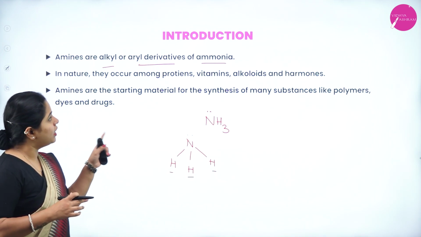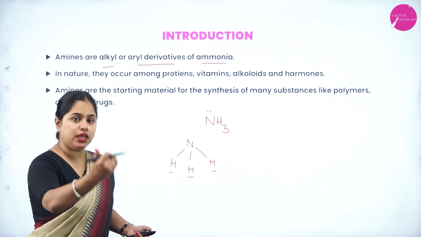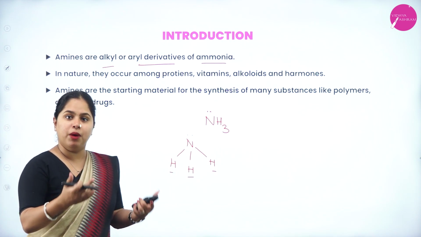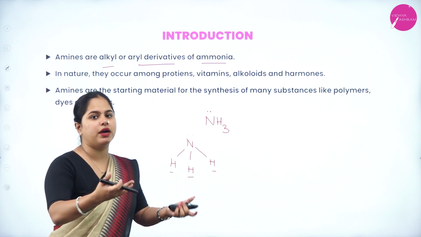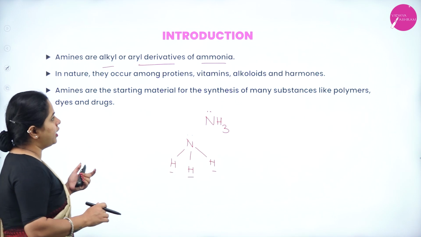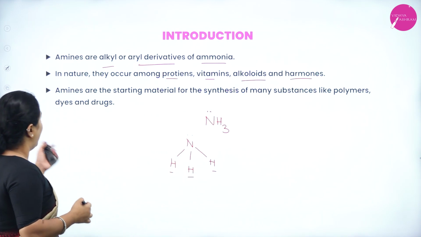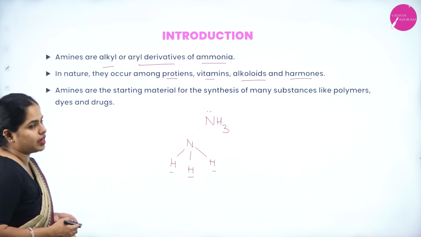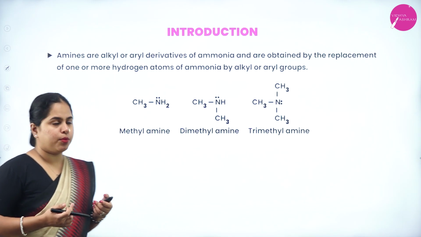Alkyl or aryl derivatives of ammonia means that these hydrogen atoms can be replaced by aryl or alkyl groups. Hence you will obtain amines. Those are derivatives of ammonia wherein hydrogen atoms are replaced by any other alkyl or aryl group. Clear? In nature, they occur in proteins, vitamins, alkaloids and hormones. And amines are the starting material for the synthesis of many substances like polymers, dyes and drugs. So these are a few uses of amines. Let us understand further about amines.